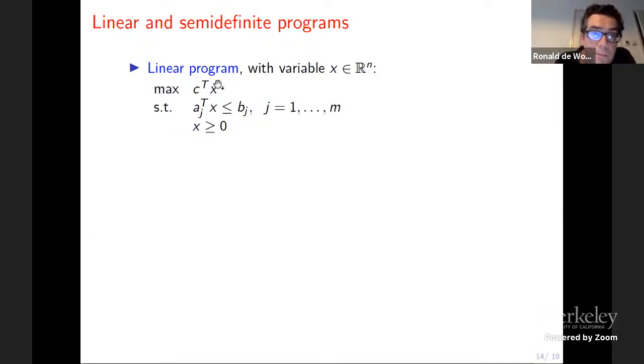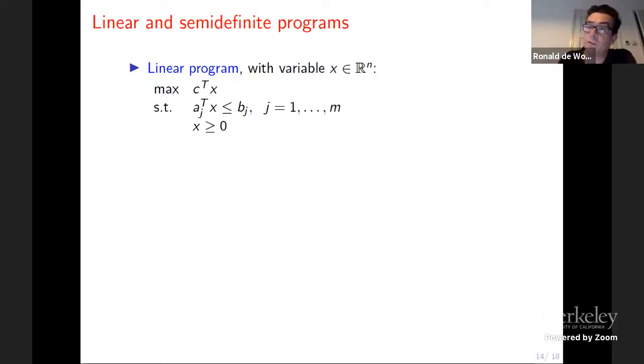And you want to maximize this linear function. C is a fixed vector here. It gives you the costs. And C transpose x is just the sum over i of Ci xi. It's a weighted linear combination of the xi's. This is the thing you want to maximize. And you have a number of linear constraints given by these vectors Aj, for j running from 1 up to m, where m is the number of linear constraints. You want Aj transpose x to be at most bj. And you also want your vector x to be non-negative. This is a canonical form for linear programming.